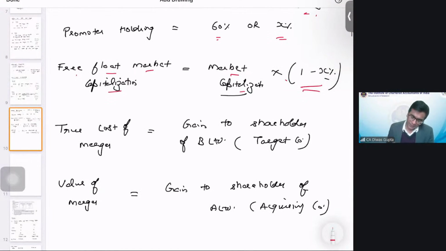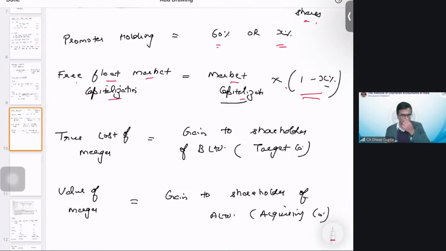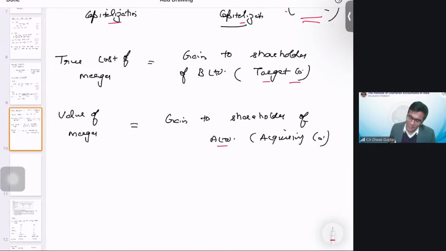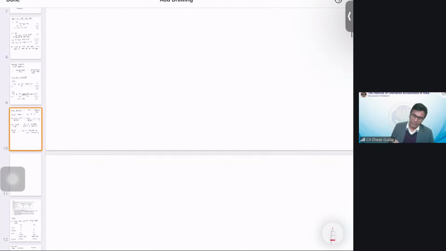The true cost of merger is actually the gain to shareholders of B Limited, which is the target company. And this gain to shareholders of B Limited is coming from where? The gain or loss that we have computed above. Yes, Aminathan, you're right. Then the value of merger is actually the gain to the shareholders of A Limited, which is from the acquiring company's perspective.